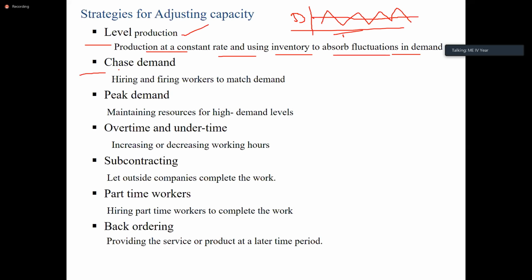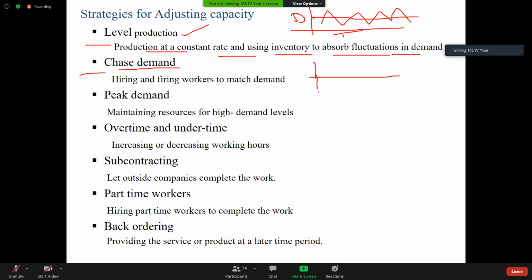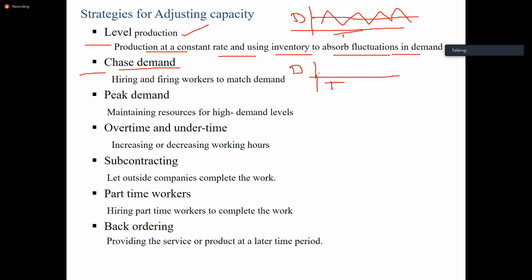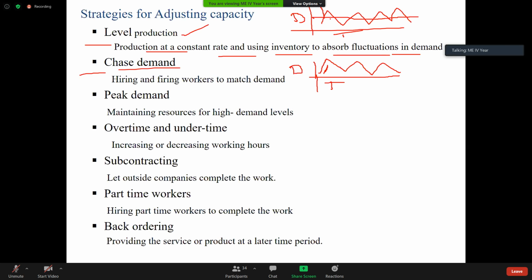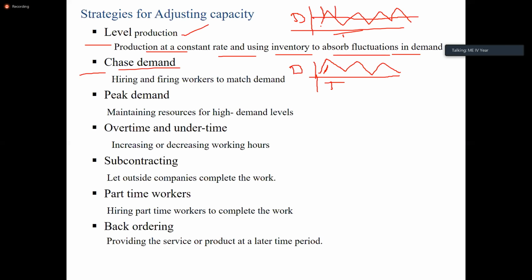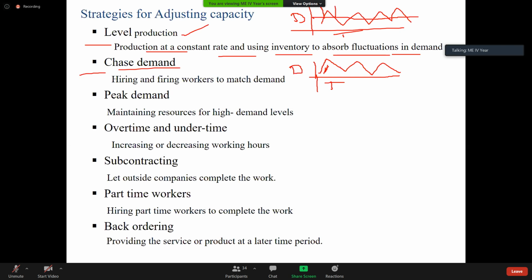Chase strategy is different. Chase demand is very careful work. We have to see, when you are applying aggregate production planning, assume this is time and this is D, your demand is changing. Based upon the demand you have to act accordingly. Every month you can see your trend, how it is going, whether my plan is working properly or not. But here, at least once a week you have to chase your plan.